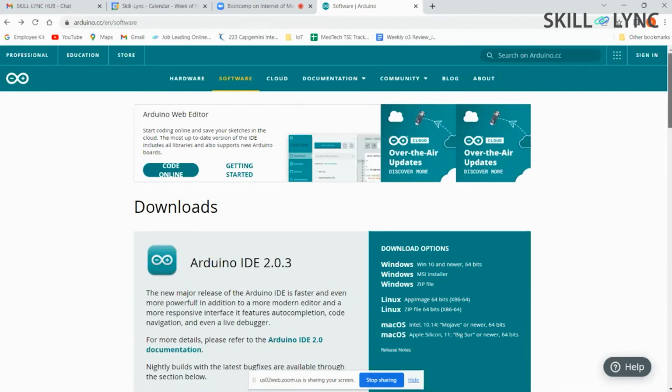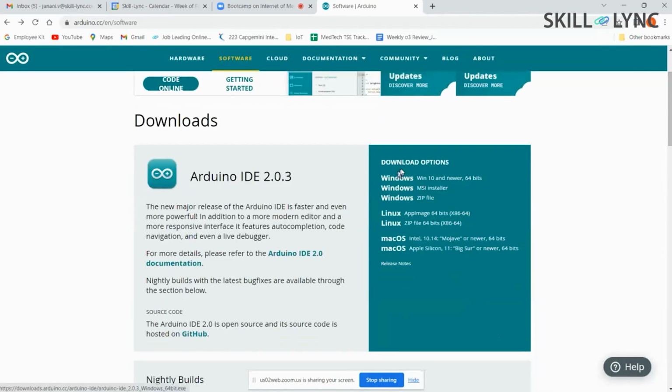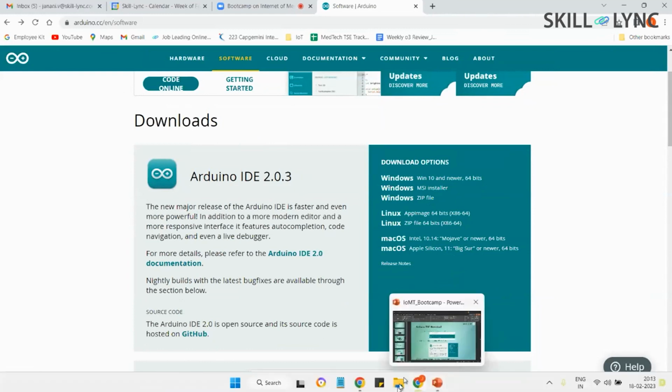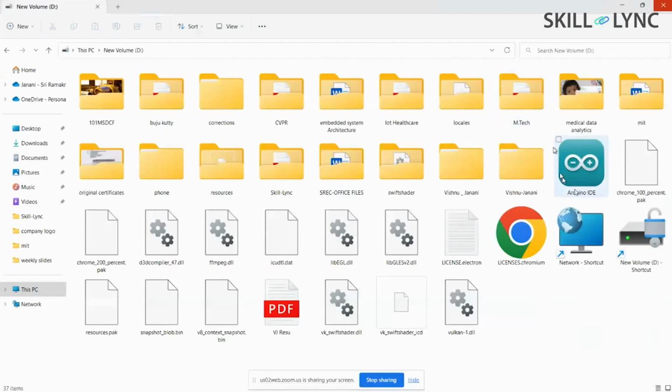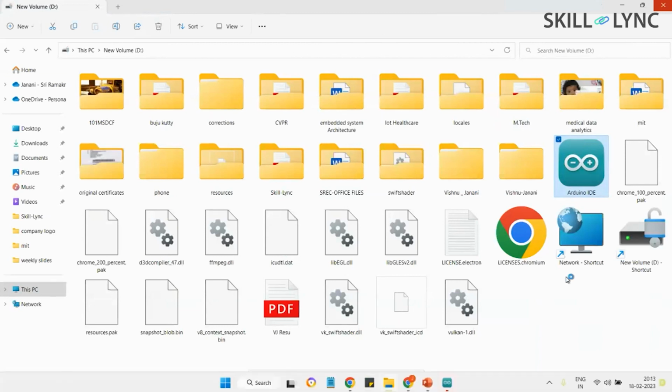So if you get in here, you can see the downloads. Depending upon what kind of OS you are using, you can just download it, guys. Once you download, you will get an extension file or a zip file which you can open, and you can install it. Once you install it, you will get a small icon like this, Arduino IDE. You can click on this IDE and try to open it.